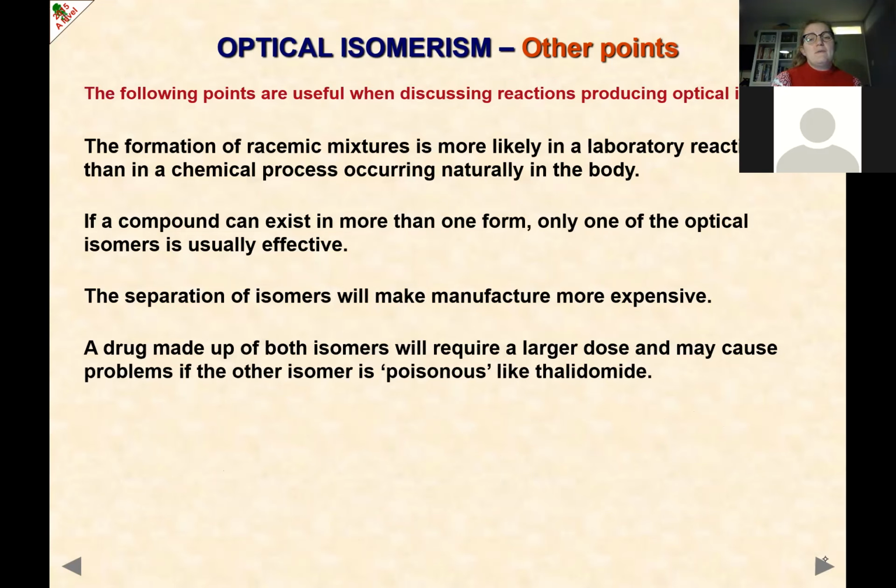The formation of a racemic mixture is actually more likely in a lab than in a chemical process occurring naturally in the body. If a compound can exist in more than one form, only one of the optical isomers is usually effective, and the separation of isomers will make manufacturing more expensive. So a drug made up of both isomers will require a larger dose and may cause problems if the other isomer is poisonous, like thalidomide. So that's a really good, interesting point.